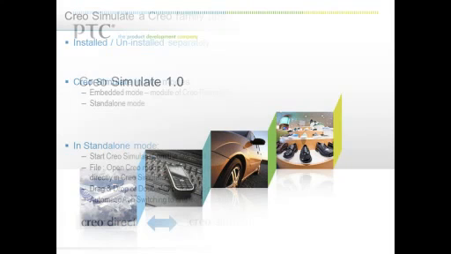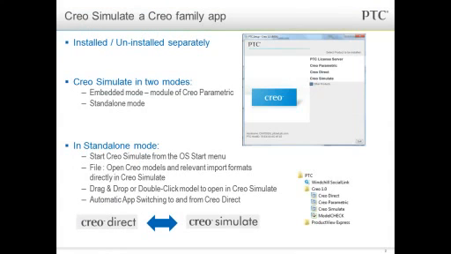Creo Simulate right now is an app. Okay, it can be installed or uninstalled separately from Pro Engineer. If you look at Wildfire 5, it was a part of a Pro Engineer install. It couldn't be installed separately. So now you can actually install only Creo Simulate on a machine without installing Pro-E on that.